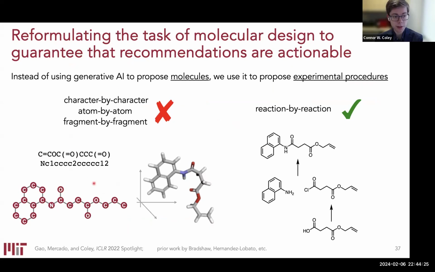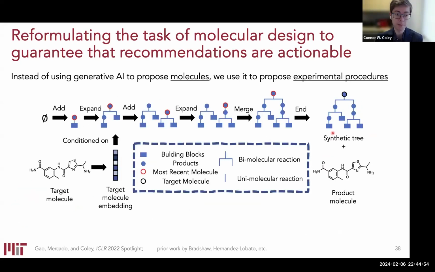So generative design typically works on these SMILES strings, character by character, or graphs, atom by atom, or sometimes in 3D or fragment by fragment. But instead, we can conceptualize the design of a molecular structure as the design of a synthetic pathway. So when we do that, we're designing new molecular structures reaction by reaction. And so we can actually teach an agent, a machine learning model, to generate the structure of a synthetic tree.